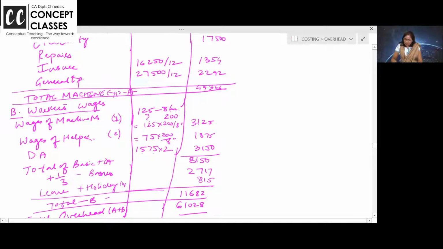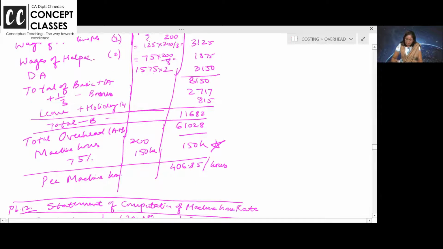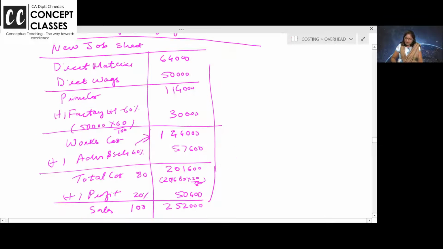Now wages of the worker, DA and all that. So total overhead divided by machine hours. Effective machine hours mein kya kya minus karoge? Setup and repairing hours which are unproductive. Okay? Right.